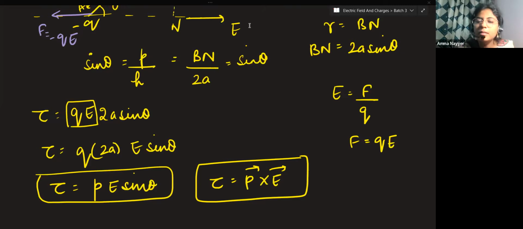Okay, so in the last class, we had started with torque. Torque is the rotational analog of force. So we had done this derivation and we had come to the conclusion that torque is actually the cross product of dipole moment and electric field.